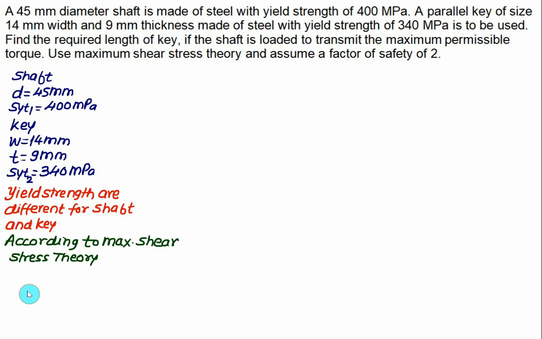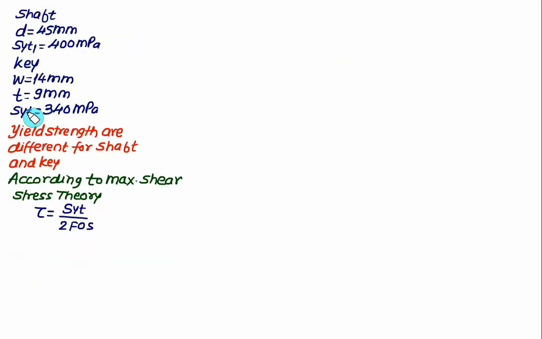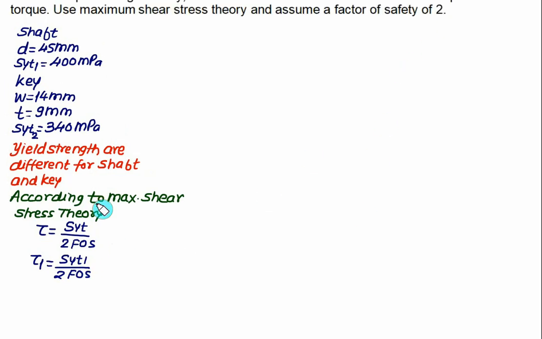If we use the maximum shear stress theory, then tau allowable is given as SYT divided by 2 divided by the factor of safety. So we need to calculate the values of tau 1 and tau 2. For the shaft, tau 1 is equal to SYT1 divided by 2 times the factor of safety. Factor of safety you have to take as 2. So we have 400 divided by 2 divided by factor of safety equal to 2, that is 400 by 4 equal to 100 megapascal, the permissible shear stress in the case of the shaft.